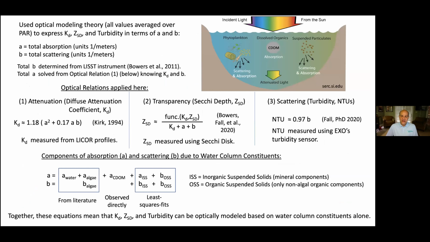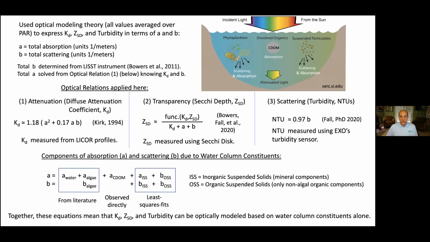In this study, Kelsey used optical modeling theory to predict KD, Secchi depth, and turbidity in terms of the total absorption and total scattering coefficients, known as A and B. Total scattering was determined from the LISST laser sizing instrument, and total absorption was then solved using optical relation number 1 for attenuation, knowing A, B, and KD.